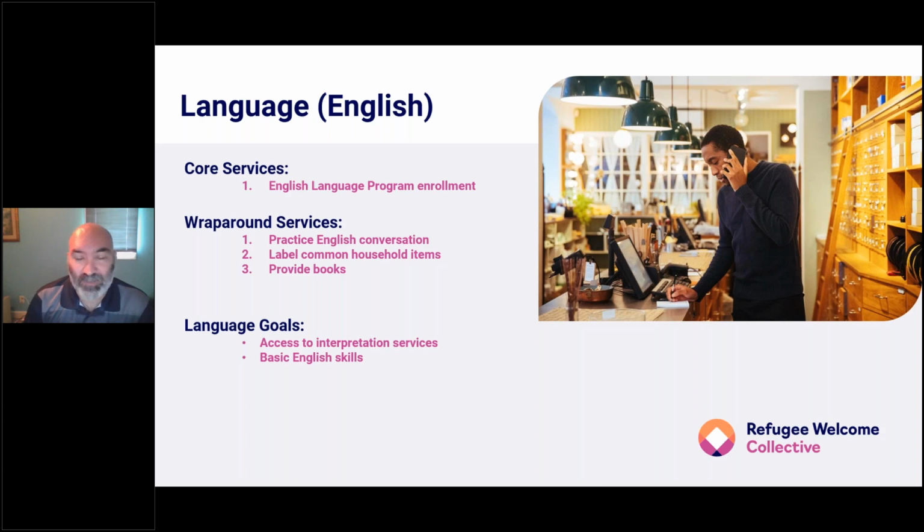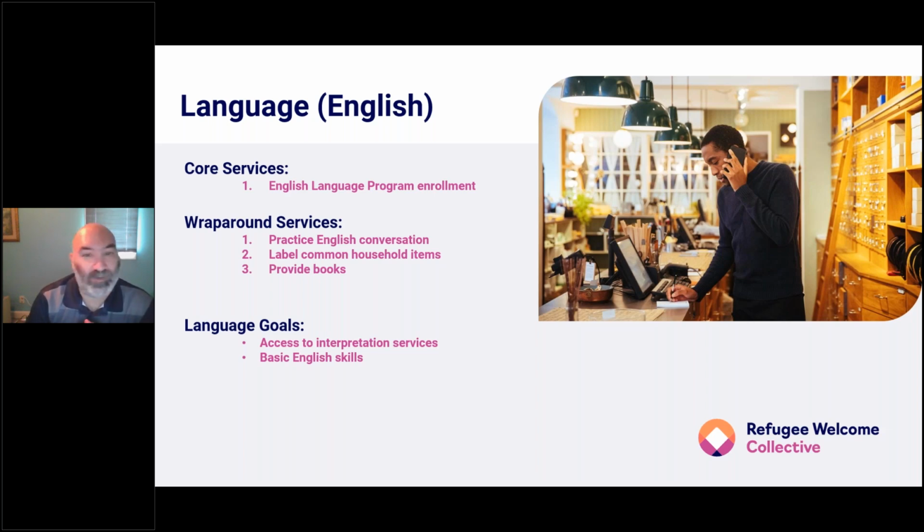Community sponsor groups might do things like label common household items, both in whatever Arabic or Swahili, and also in English. So that a client may see a cabinet or rice or whatever it is, and also see the word in English. They may have a conversation about it. And so this is one way of picking up the language faster.